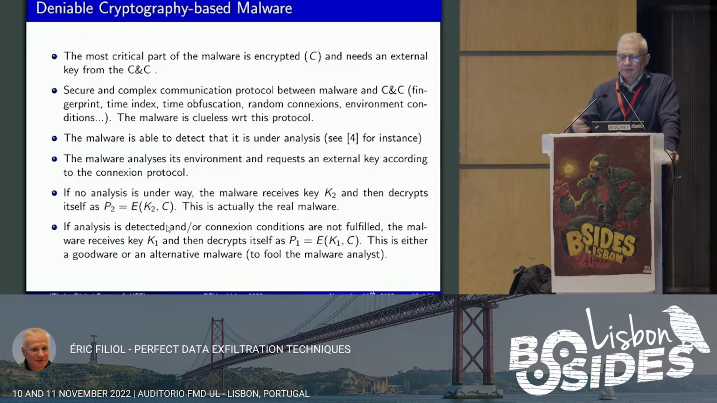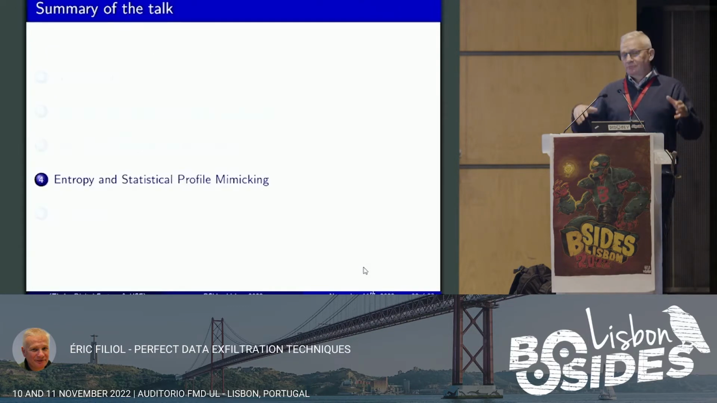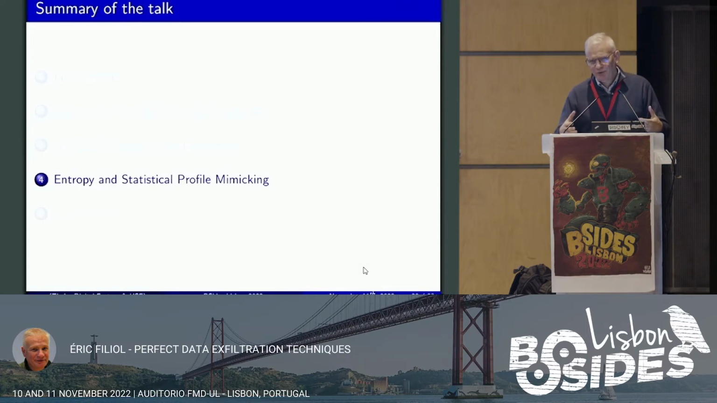And of course, the protocol is done in such a way that the probability that the reverse engineer will access only the wrong solution will tend to 1. So it means that now we are able to deploy a malware that would be quite impossible to analyze, not to say impossible.